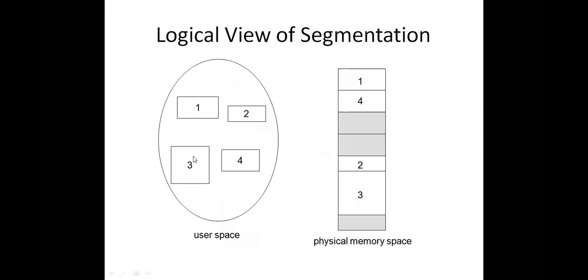Here also the user space is divided into 4 segments: segment 1, segment 2, segment 3, and segment 4. All these segments we need to keep in the main memory, right? So this is segment 1, this is segment 2, this is segment 3, and this is segment 4. Here if you observe, the main memory partitions are also not equal. They are different size partitions. This one is bigger than this one, right? That is the thing you need to understand.